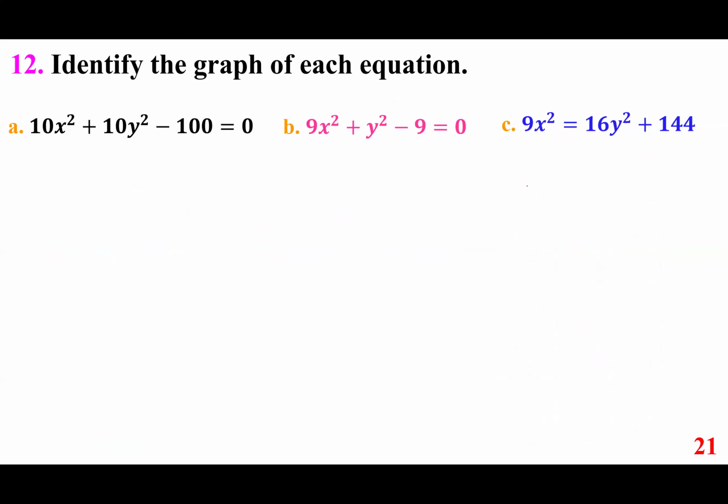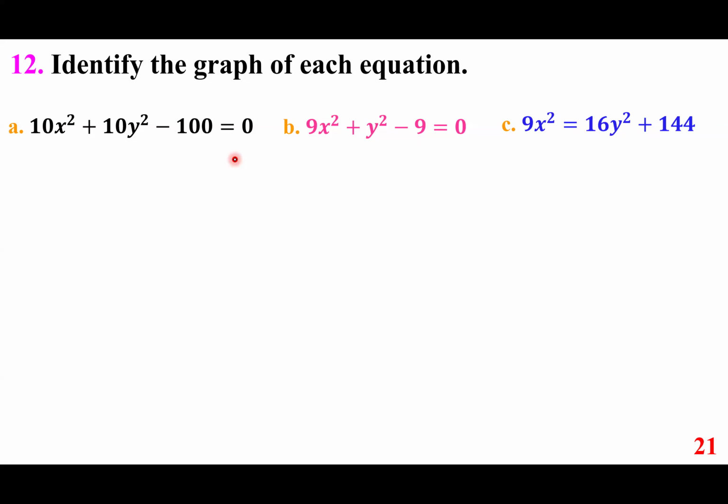All right, we want to identify the graph. These are conic sections. That's why we want to be able to identify them. You can always put them in standard form, but I want to show you how you come up with the answer very fast without doing so.